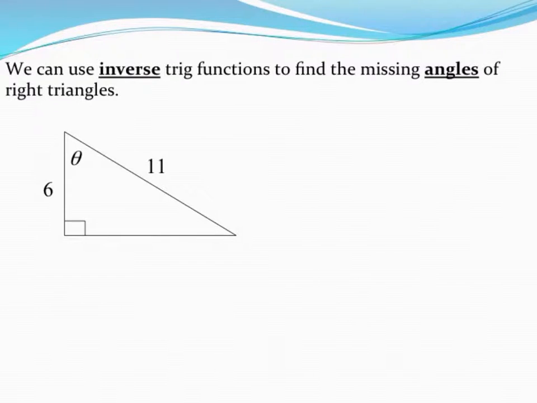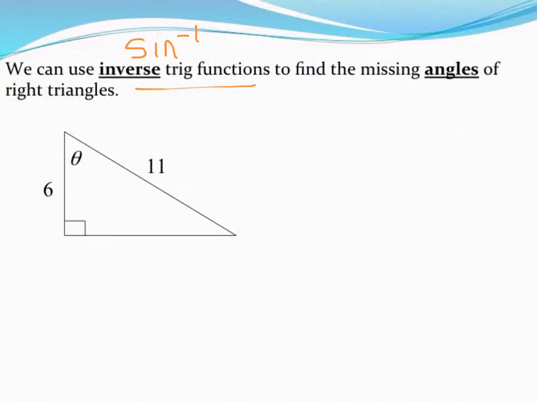To find a missing angle in a right triangle, we're going to use inverse trig functions. These are the buttons you see on your calculator. If you were to hit second sine, for example, you see the little -1. That's an example of an inverse trig function. So the way it works is very similar to what we did to find missing sides.